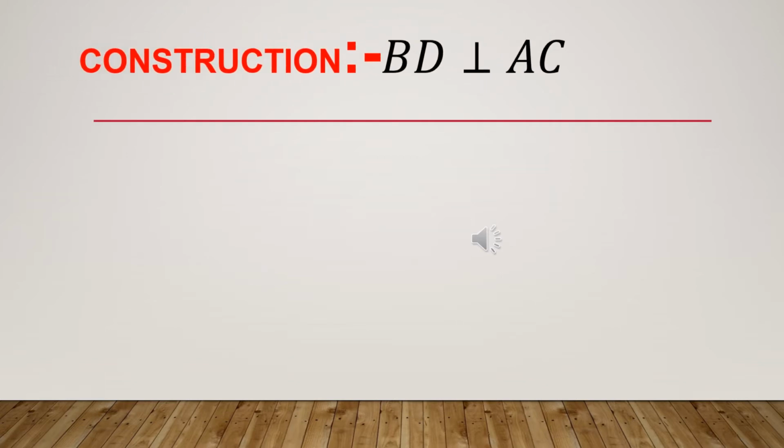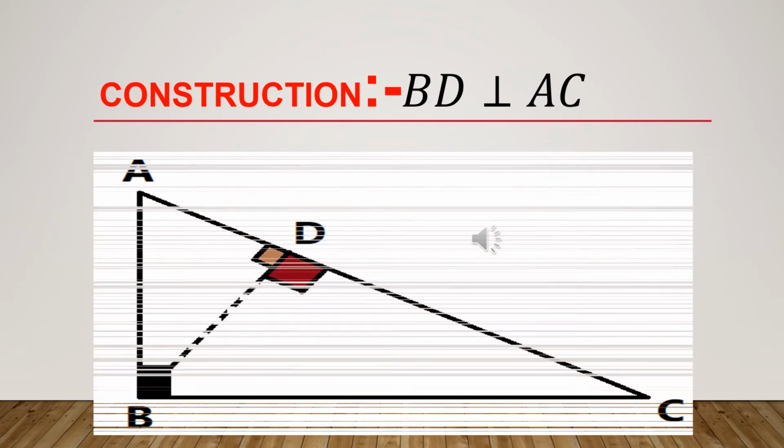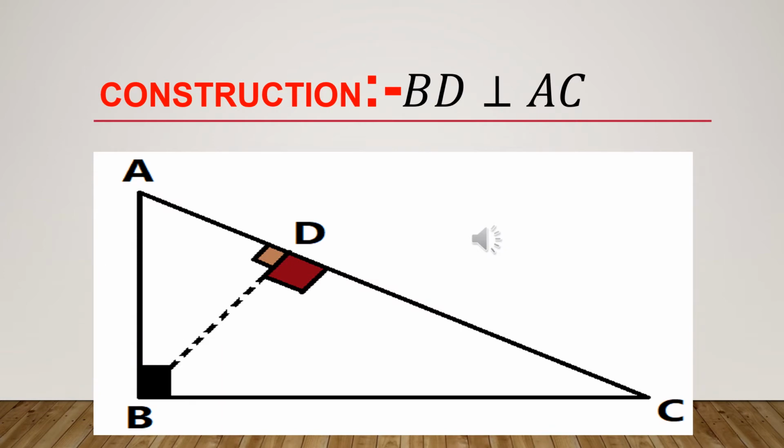Draw a perpendicular from the vertex B to the hypotenuse AC. Therefore, construction is BD perpendicular to AC.